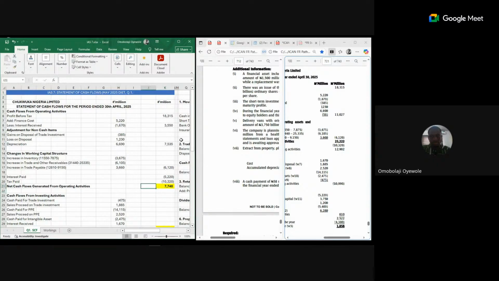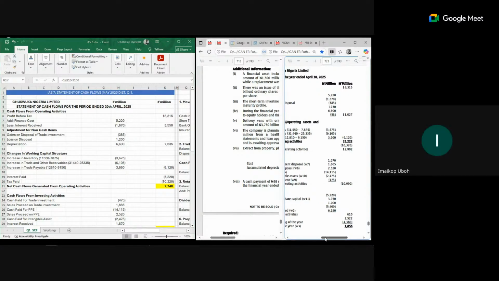So let's look at it. 18,315, 5,220, 1,670, 385, 1,230, 6,690. So now 3,675, 6,105, 3,660. That's their 58. You have the 58 here. What did you see? Their 58.